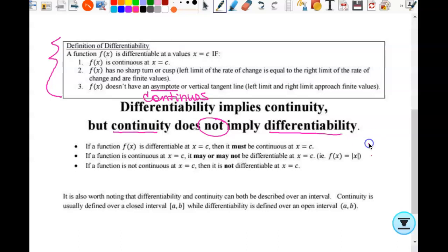And here are some little tidbits to explain it a little bit differently. Again, continuity is usually defined over a closed interval. Differentiability is over an open interval. We'll talk about that more when we look at some notation, but this gives you some good information there. Okay, we good? Awesome.